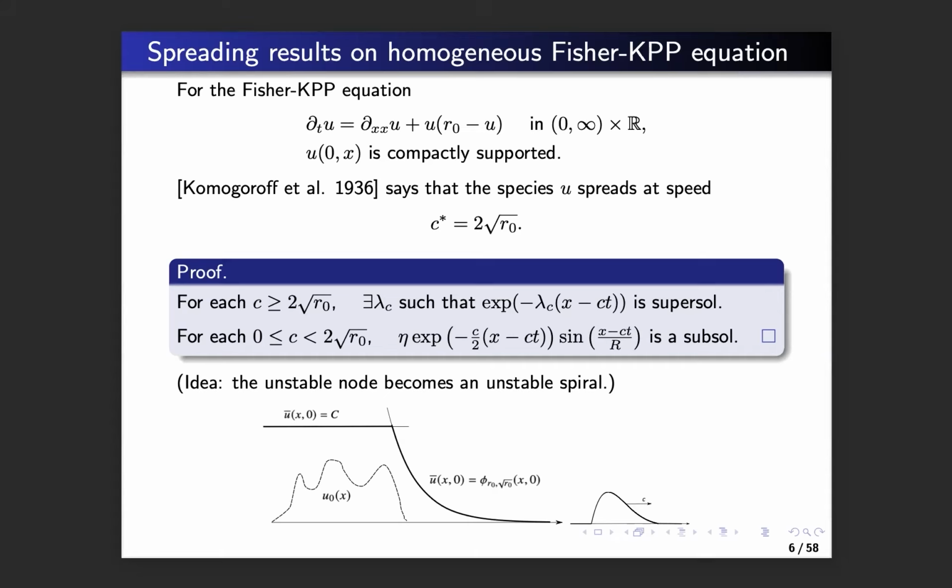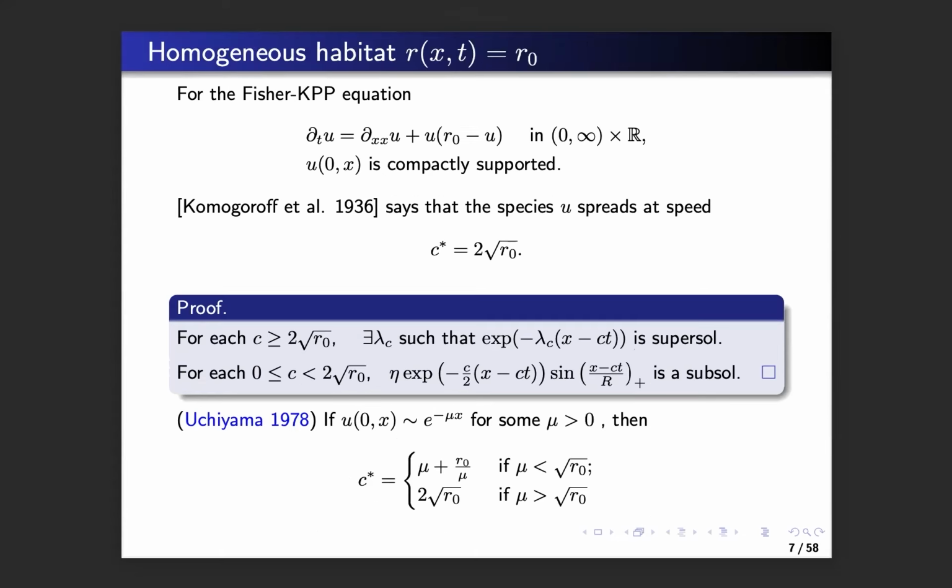Okay, if you optimize C in the super, you get 2 square root r. Okay, I would like to point out that the spreading speed here concerns compactly supported initial data. But for the homogeneous case, if you relax the initial data to consider exponentially decaying initial data, then it depends on mu. Okay, when mu is large, the speed is the same as the compactly supported data. When mu is small, then there's enhancement according to this formula.